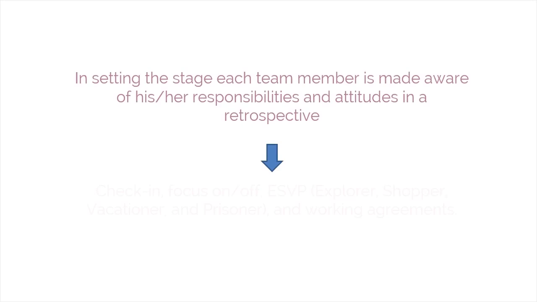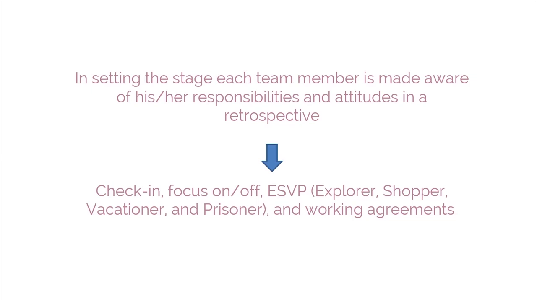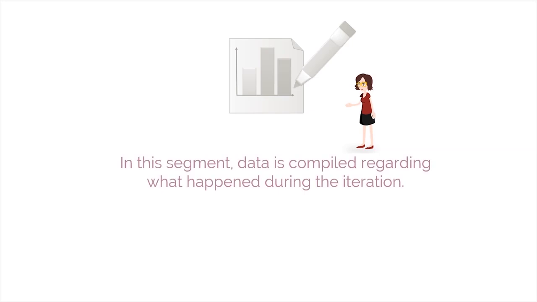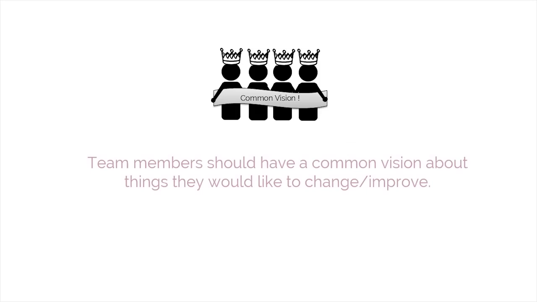In setting the stage, each team member is made aware of his or her responsibilities and attitudes in a retrospective, which are check-in, focus on, focus off, ESVP, short for explorer, shopper, vacationer, and prisoner, and working agreements. The next segment is gathering data. In this segment, data is compiled regarding what happened during the iteration. Team members should have a common vision about the things they would like to change or improve.